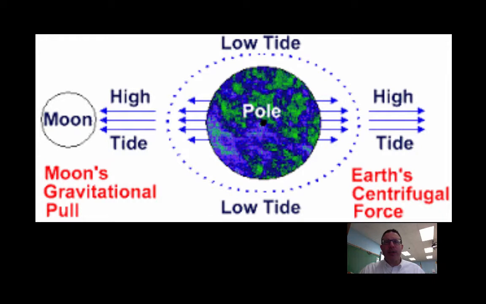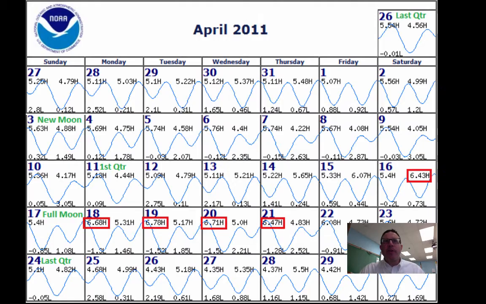Most locations on the earth have 2 high tides and 2 low tides every day. We have a few locations that will have 1 high tide and 1 low tide every day. Knowing that the majority of places have 2 high and 2 low tides, we need to know how much time difference there is. When we go from high tide to high tide, there's approximately a 13-hour difference between the first high tide and the second high tide each day.